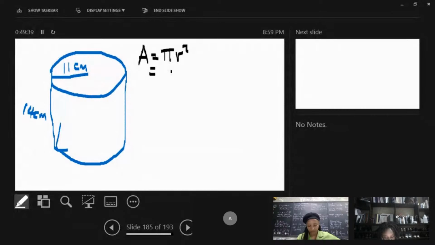All right, so what do I do here? Okay, Miss. Miss, the radius is 11 centimeters.